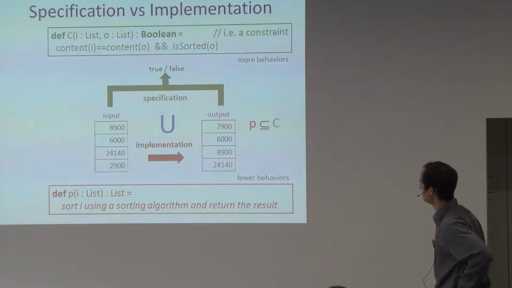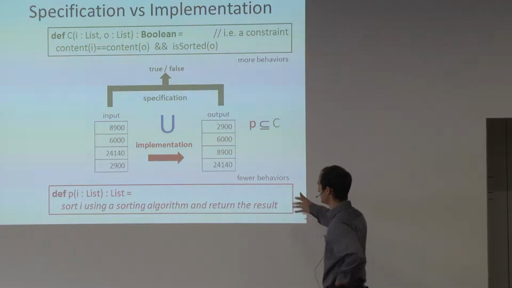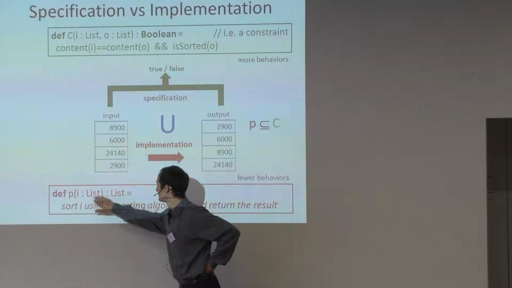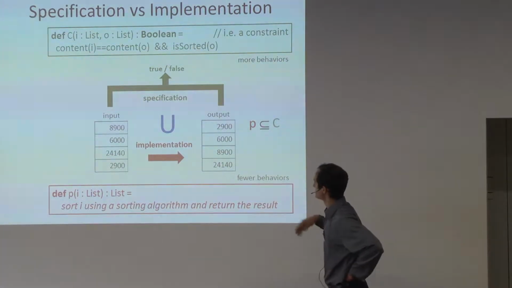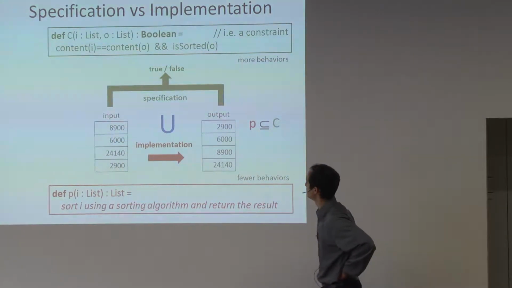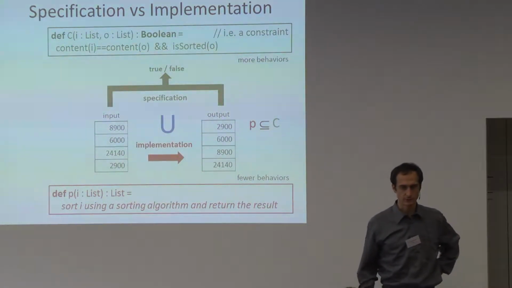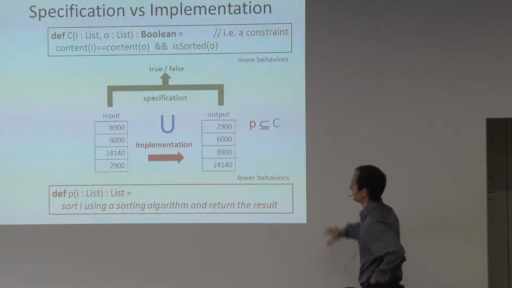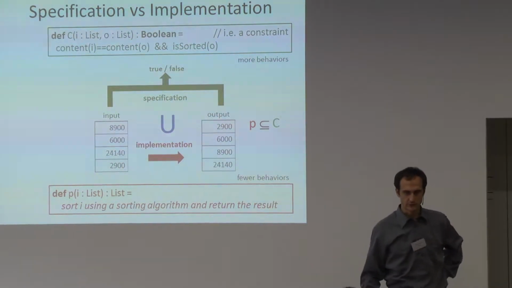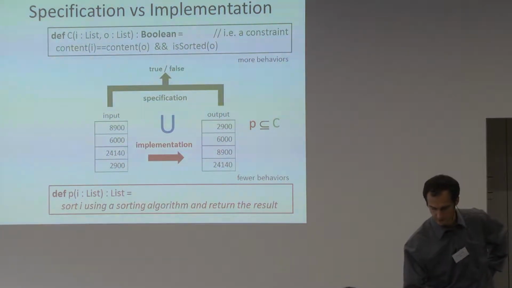And an implementation would be, for example, some sorting algorithm. It would be a function from a list to a list. And this function should be a subset of the relation that's specified using that predicate. So we have, as expected, fewer behaviors for the function. And we'll be looking at total functions in the end. We would like to construct total functions that are subsets of given relations.